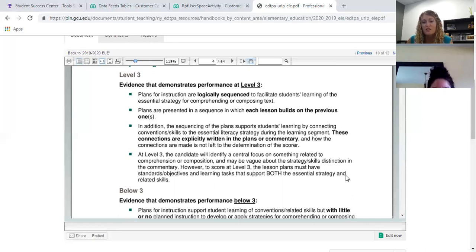That's a good question, and that's why I'm showing you this document. It is very overwhelming, but I want you to know about it, because once you get towards the end of your student teaching, you're going to want to go back and make sure that you're answering everything appropriately in these commentaries. That's when you're going to really go back and check these URLP documents, when you're doing a second and third read of your commentary.